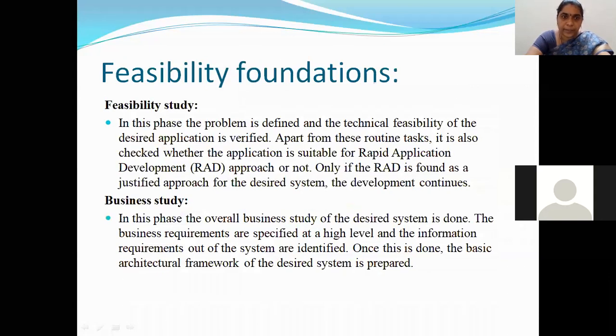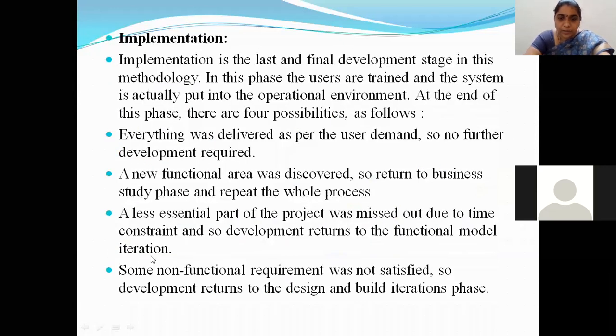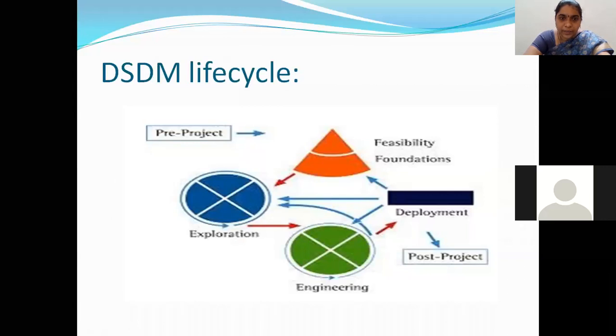So that might happen, or a less essential part of the project has been missed out due to time constraint, and so development returns to the functional model iteration. While preparing the plan, the functional requirements, we came to a conclusion that this point is not that important at this stage. So let us leave that point for now and concentrate on important things. So you develop the project accordingly.